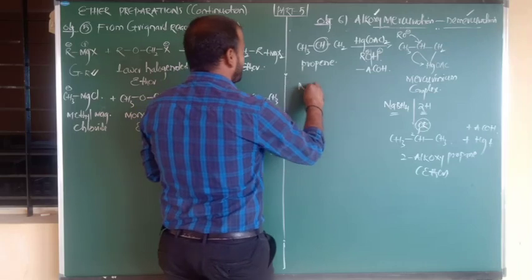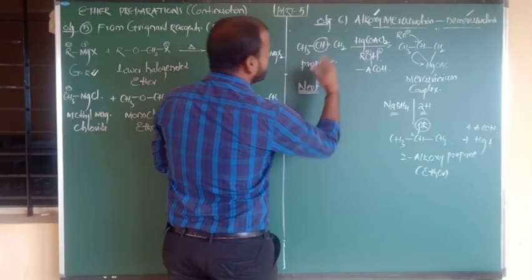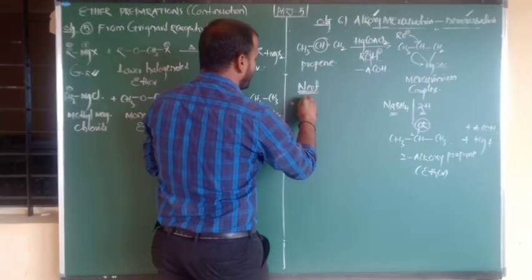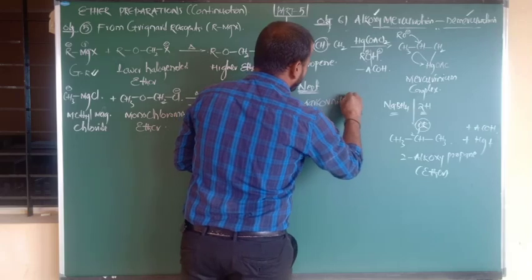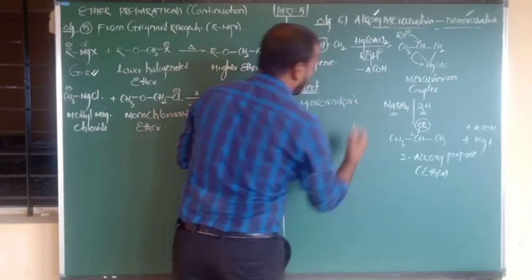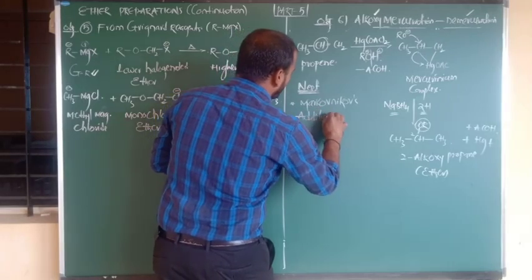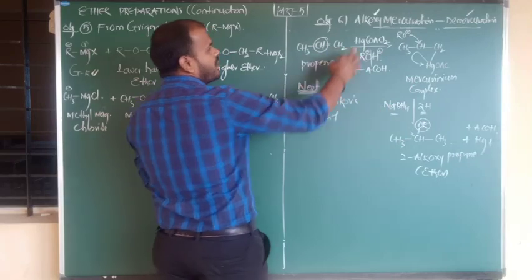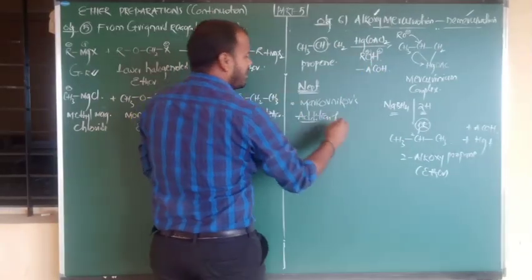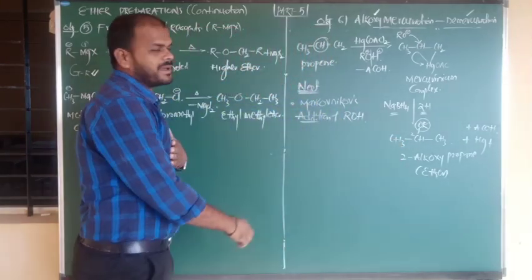As per my point of view, this is very important information. Alkoxymercuration and demercuration follows which rule? Markovnikov's rule. Yes, they follow Markovnikov's rule. Markovnikov's addition of what takes place? Water. No, beta, here it is alkoxymercuration. It follows Markovnikov's rule, but addition of what takes place? Alcohol.